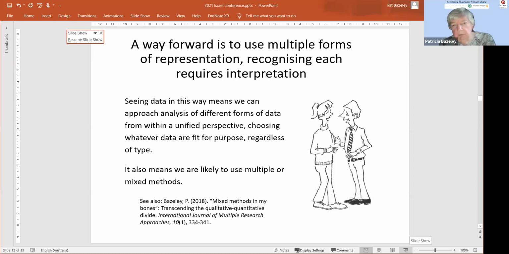So the way forward to me is to use multiple forms of representation, but recognising that whatever you use requires interpretation. If you see things this way, you can approach analysis of different forms of data from within a unified perspective. And you choose whatever data are fit for purpose, regardless of type. It also means we're likely to use multiple or mixed methods.